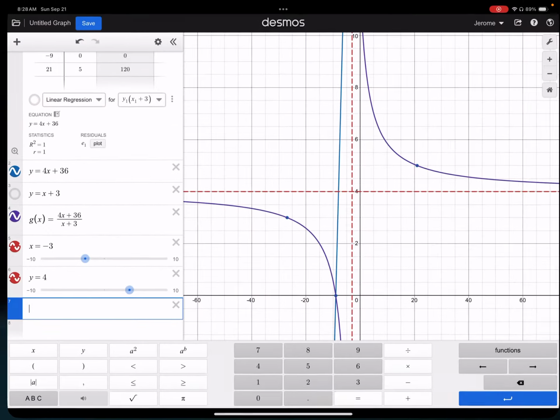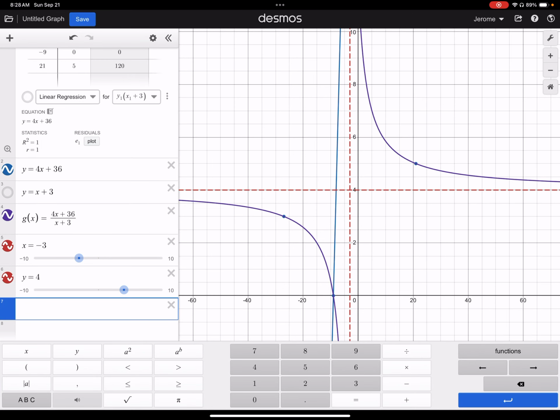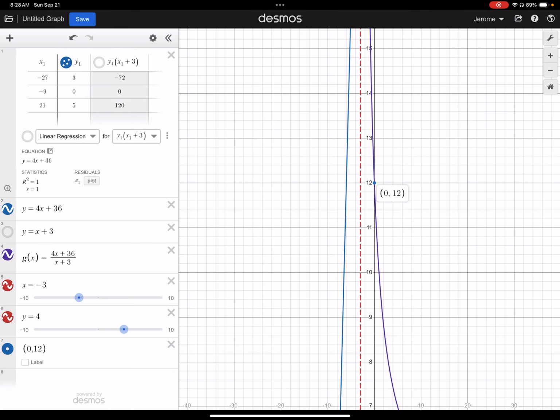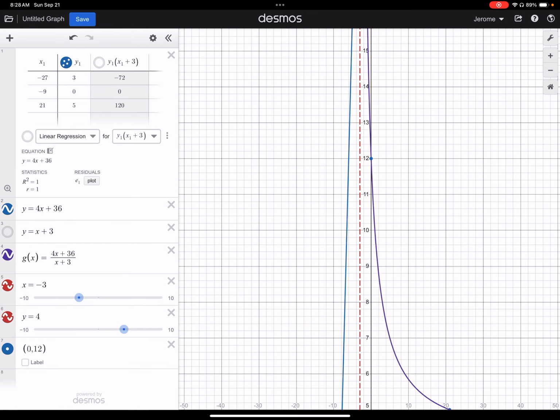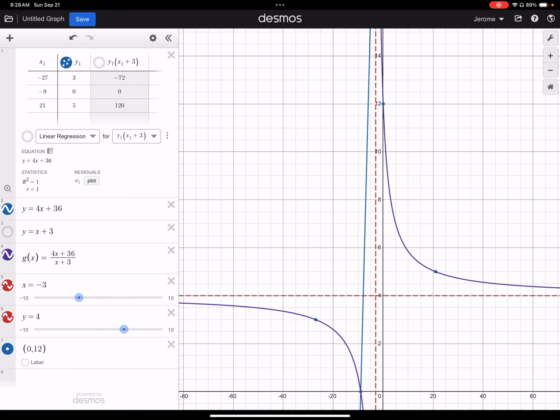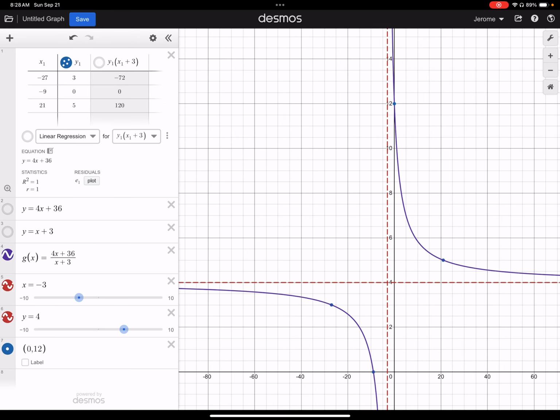Not that our SAT question had anything to do with this, but this is just another little feature of this. If I were to type in 0, comma 12, that is where this purple graph should touch the y-axis, and in fact, that is exactly correct. Now, one last thing about these asymptotes. Will this purple graph ever cross that vertical dashed line, the asymptote? And the answer to that question is no, because if it did, you would be dividing by 0, which is not something that we tend to do.